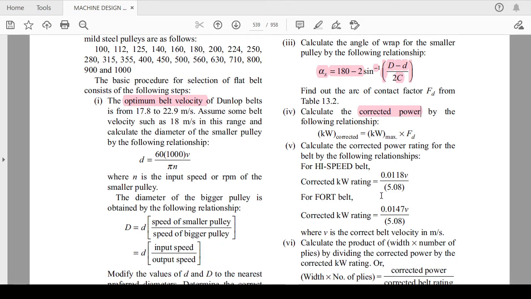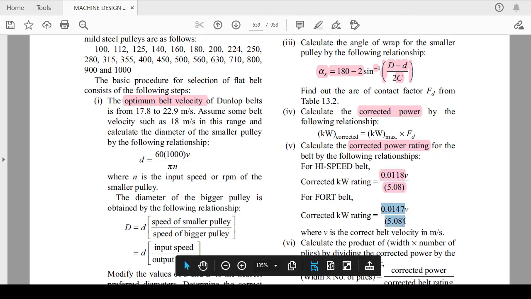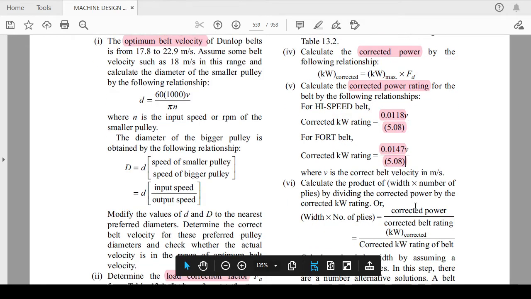And after that, with the corrected power, you can calculate the corrected power rating. So the corrected power rating is equal to this particular formula for the high speed belt, and for the flat belt the correction power factor formula is different.